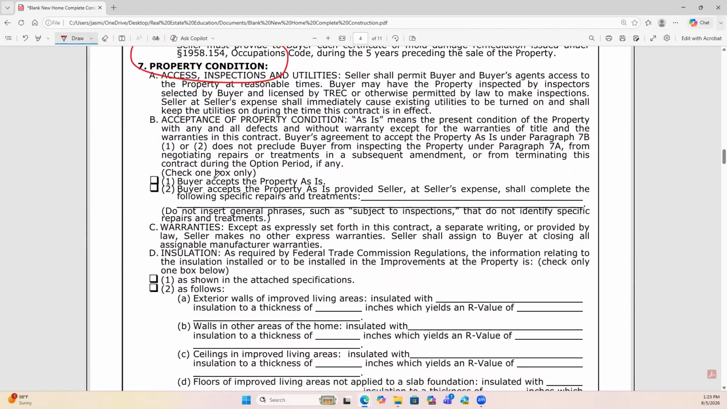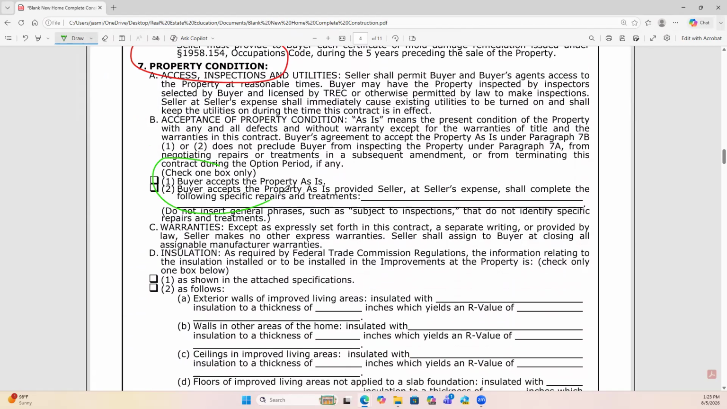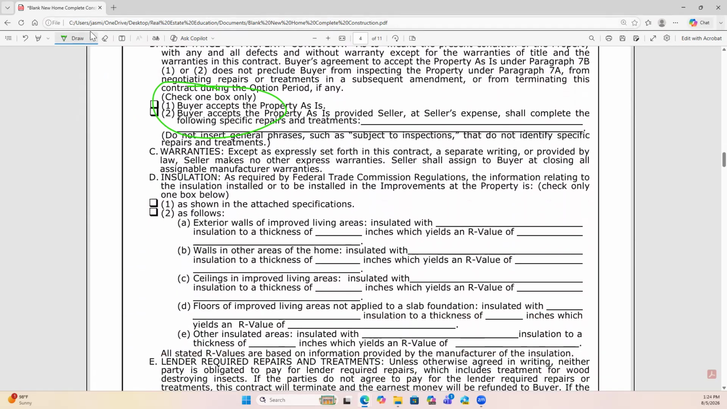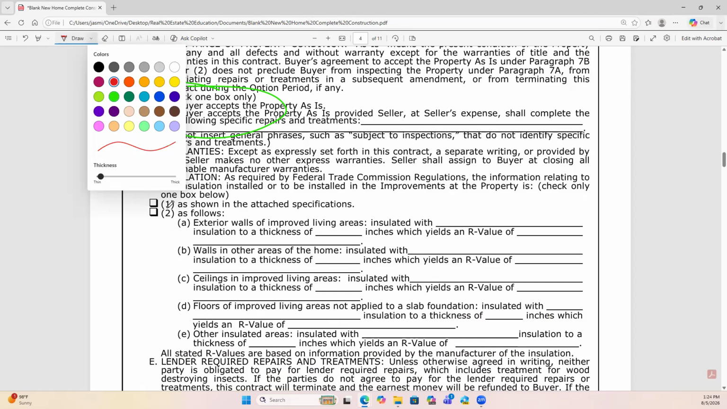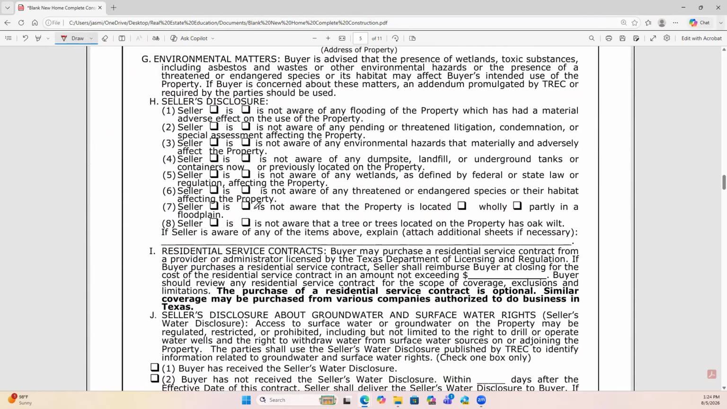So the first thing that we notice is, are you taking the property as is or not? This has not changed. This is something that we see in all of our contracts. Are you taking the property, yes or no? But right under this section in all the other contracts, we are now talking about residential service contracts and such, or environmental tests and things like that. That is going to change. Notice like that's all still down here.